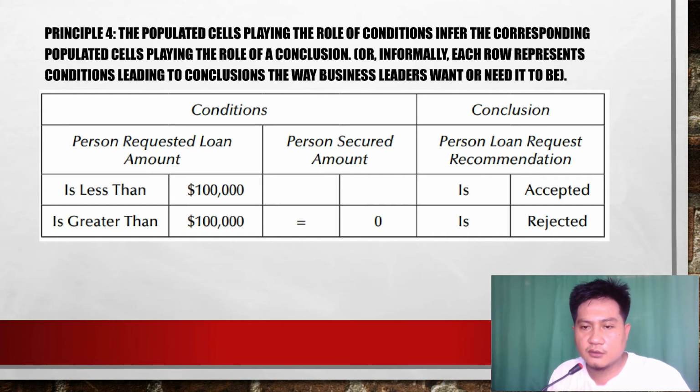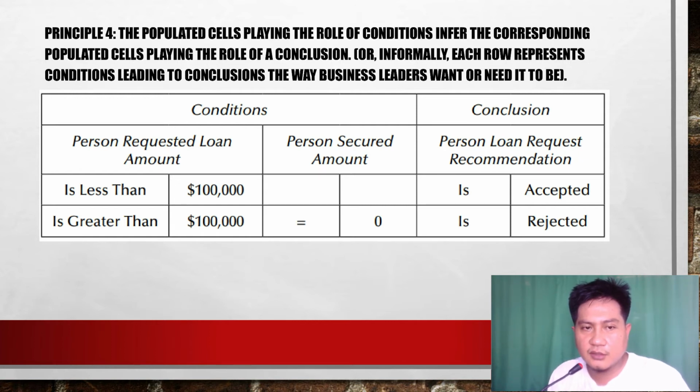Okay, so there are no conclusions that do not conform to or are not based on the conditions. So from conditions lead to conclusions. If both conditions, the requested loan and the person's secured amount, are good, then it might have a good conclusion. But if the first condition is bad and the second condition is also bad, then it would have a bad conclusion.